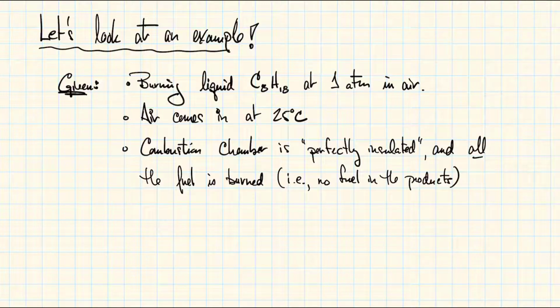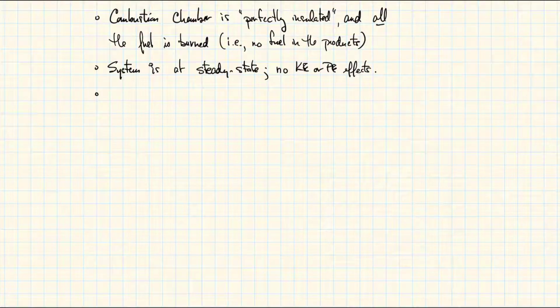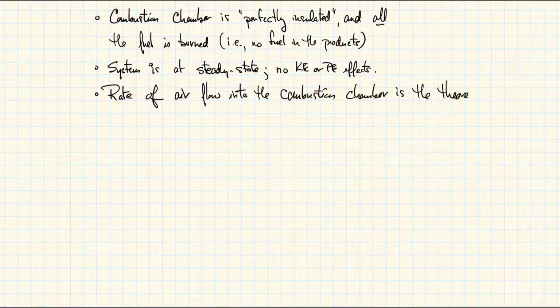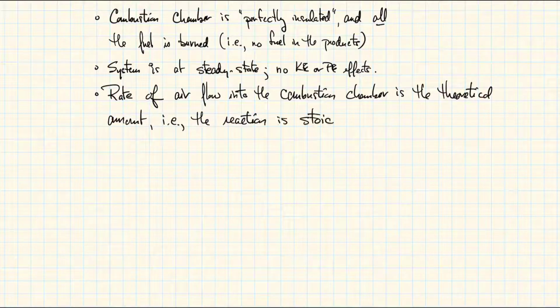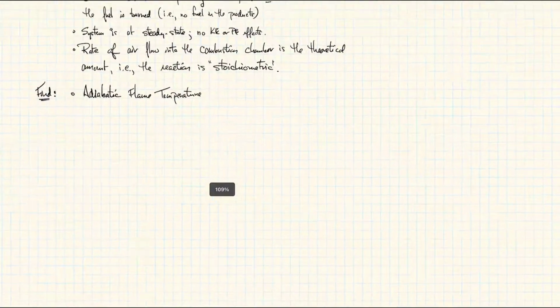Specifically, let's look at the case where the system is running at steady state, where the kinetic and potential energy effects are negligible. So it's all a thermal energy component thing. And the rate of air flow into the combustion chamber with respect to the amount of fuel that's coming in is the theoretical amount of air for that amount of fuel. In other words, the reaction is stoichiometric. So all of the fuel molecules react with all of the oxygen in the air. So our goal is to find the adiabatic flame temperature in this scenario.